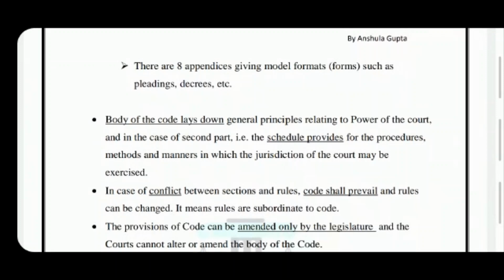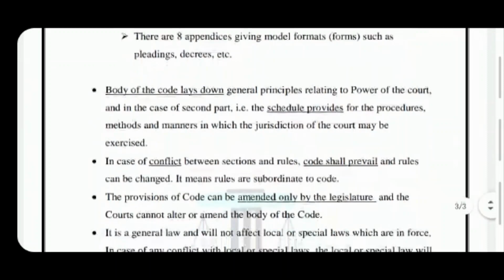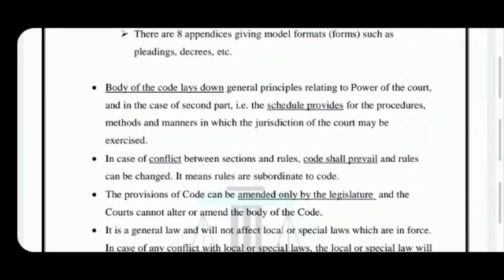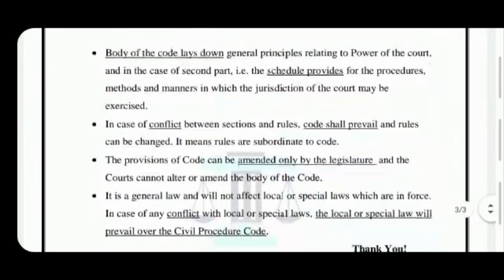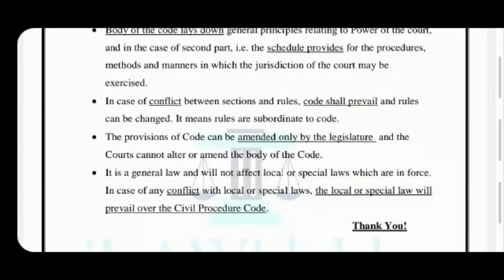Now, in case of conflict between sections and rules, the code shall prevail and rules can be changed. It means rules are subordinate to the code. Also, one most important thing, the provisions of the code can be amended only by the legislature. So, neither the judiciary nor the executive can make any change in the code. And it is a general law and it will not affect the local or special laws which are already in force. So, in case of conflict with local or special laws, the local or special law will prevail over the Civil Procedure Code.